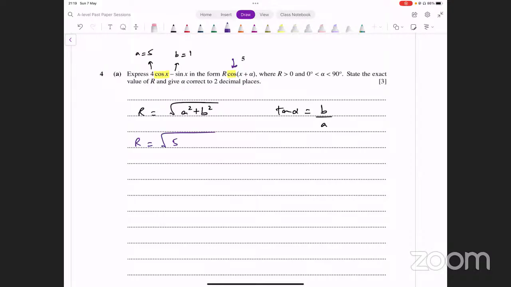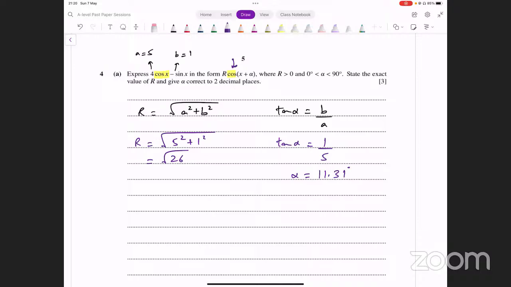Square root of 5 squared plus 1 squared, and that's going to give me square root of 26. That's the value for r that we have. Tan alpha equals 1 over 5. Notice this is in degrees, so you have to be very careful with your calculator in paper 3. आपको बार बार एंगल का यूनिट चेंज करना पड़ रहा होगा, तो यहाँ पे आपको अब डिग्रीज में रखना है कैलकुलेटर, and find tan inverse of 1 over 5, and that is giving me 11.3099. So that's 11.31 degrees to 2 decimal places.